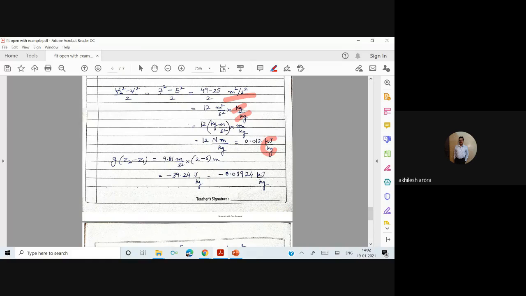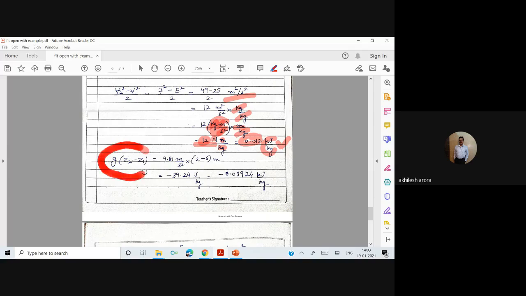So what do you get now? You can write it as kg meter per second square into meter per kg. So this is kg meter per second square, this value becomes Newton, and this is meter, and then kg. So it is actually Newton meter, which is joule. So to get the value in kilojoules, you have to divide this value by 1000. So the final value of V2 square minus V1 square by 2 will come out to be 0.012 kilojoules per kg. This is what you get.